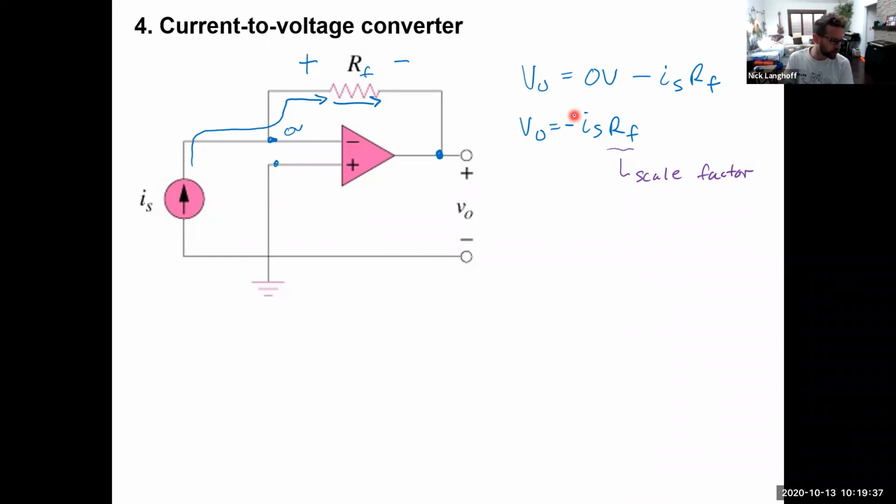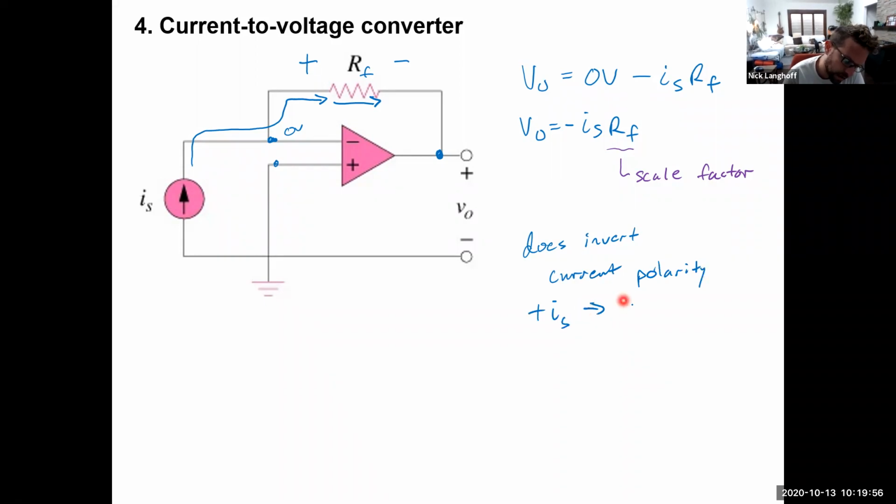So this current to voltage converter does invert the current polarity. A positive current gives you a negative voltage. So if you have positive IS, it gives a negative Vout, and a negative IS is going to give you a positive Vout, right?